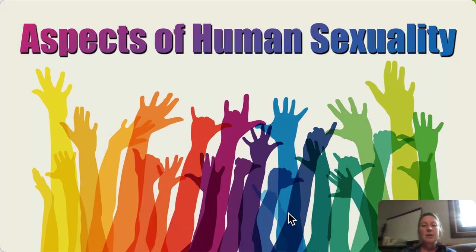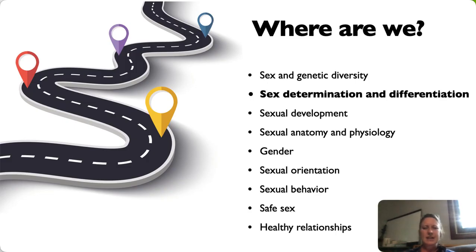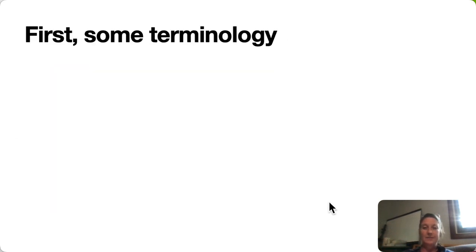Greetings. Today we're going to talk about the development of our sexual anatomy in utero, in the uterus, before we are born. To give you a sense of where we're at now, we just finished talking about sex and genetic diversity, and we're moving into the biological aspects of our sexuality.